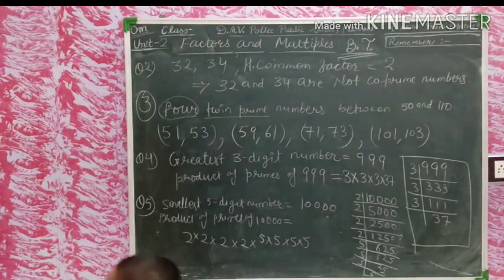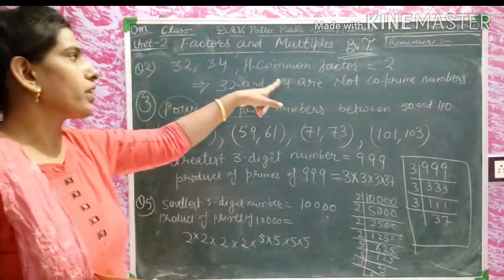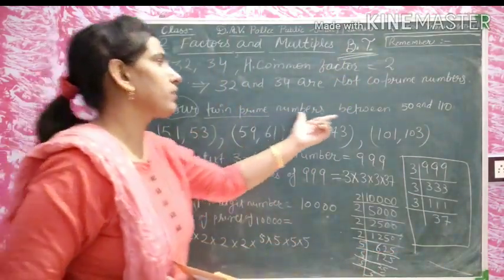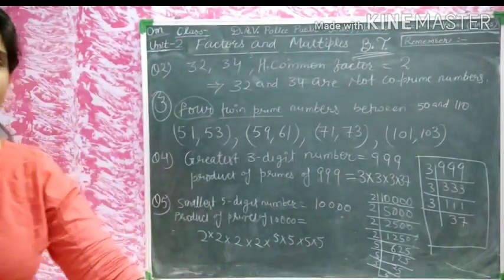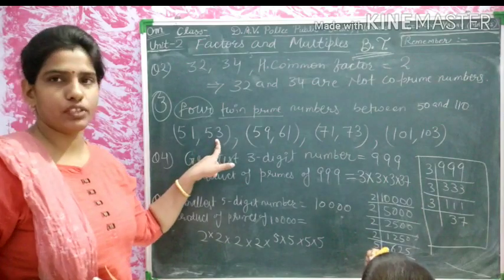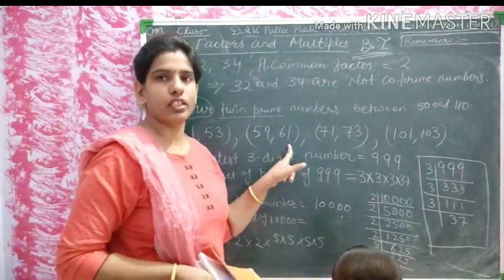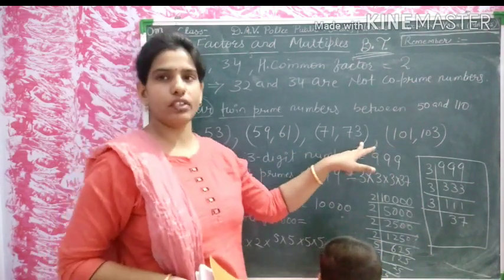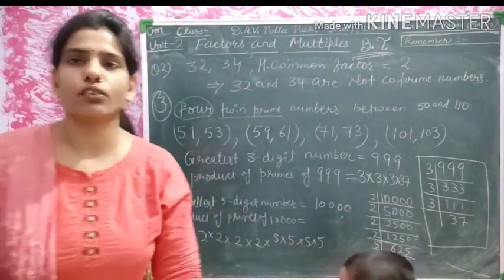Now students, there is question number 3. We have to find the twin prime numbers between 50 and 110. So for twin prime numbers, there are 51 and 53, which are consecutive and the difference is 2. 59 and 61 is the second twin prime pair. 71 and 73, and 101 and 103 are also twin prime pairs.